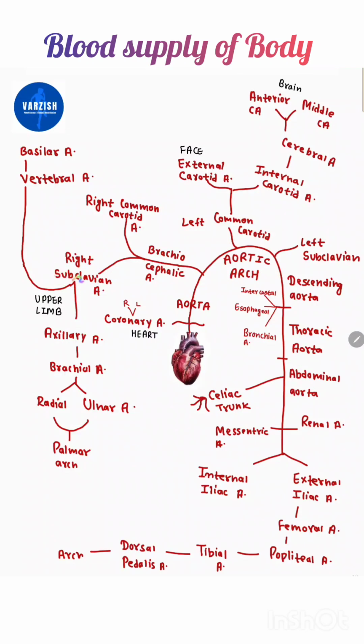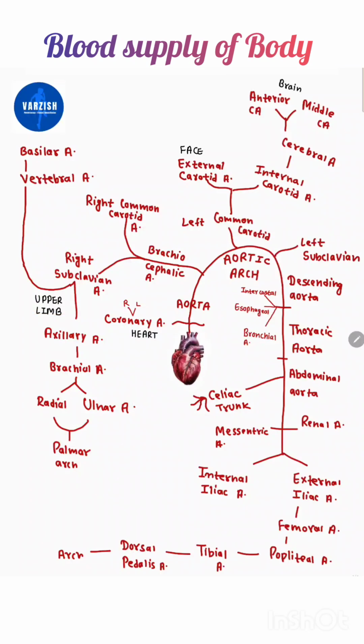Subclavian artery gives two branches. First goes into the vertebral column, that is vertebral artery, which is converted into basilar artery at the base of the brain, and subclavian artery then enters into the upper limb via axillary artery into the axilla. Then it is converted into brachial artery in the brachium, and at the cubital fossa brachial artery divides into radial artery and ulnar artery. They unite to form the palmar arch. So this whole supply is of the upper limb.